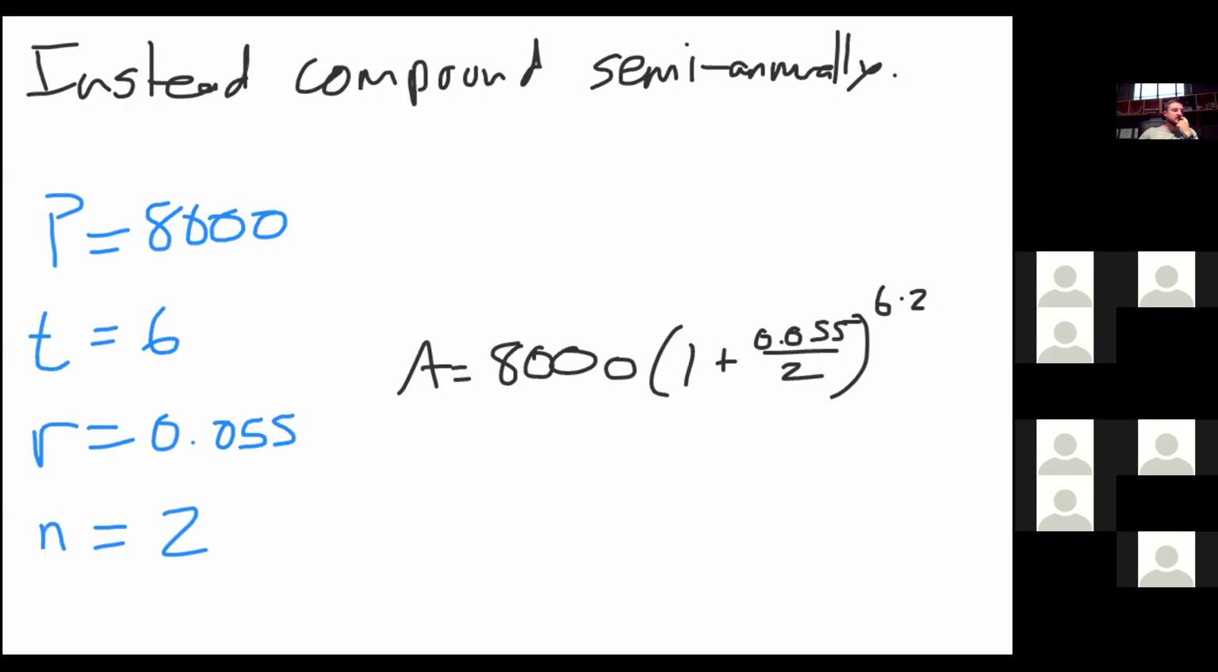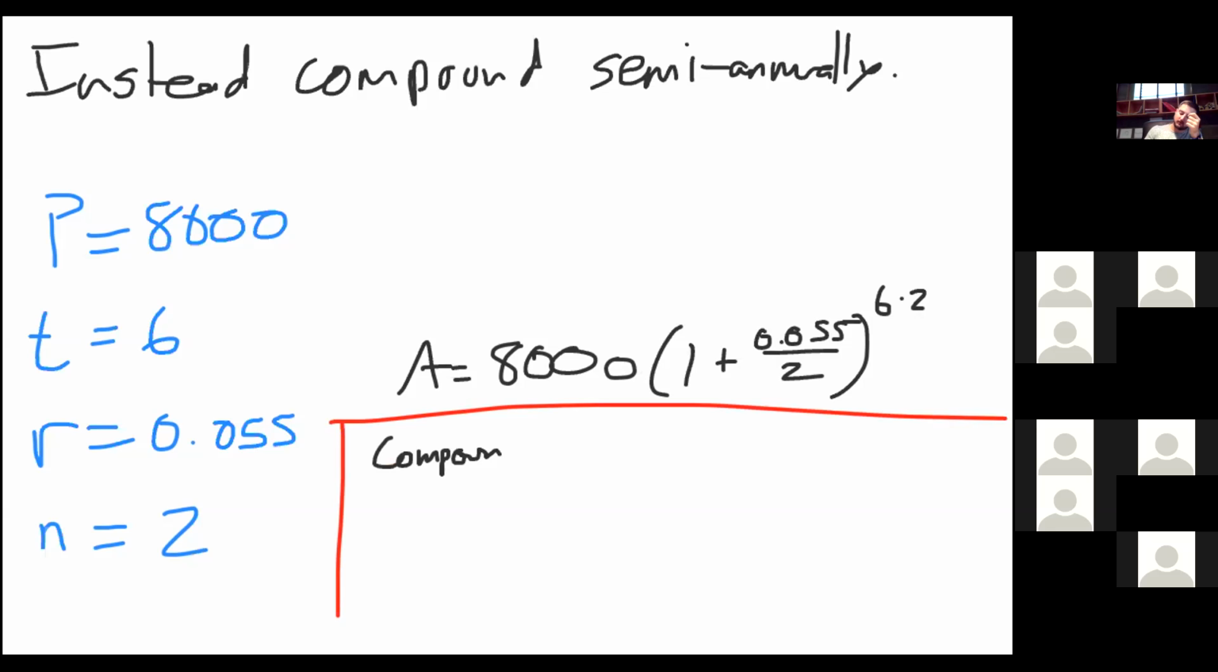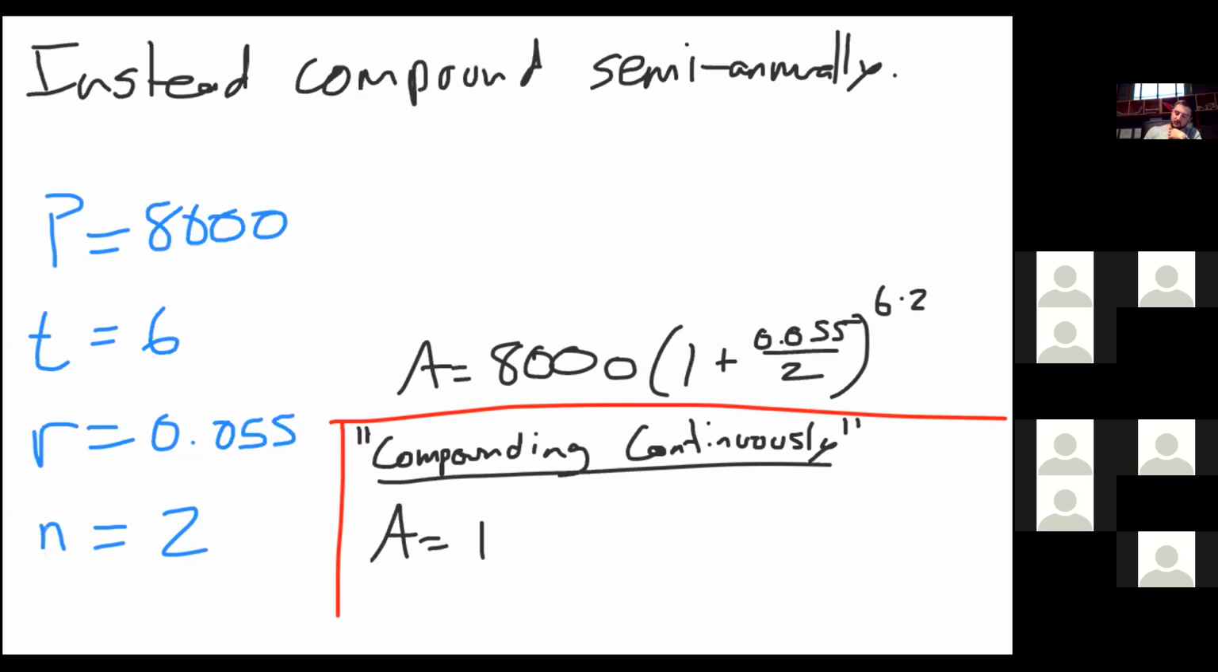Now the last thing that we have is if we compound continuously. So you're always gaining interest no matter what. And the only thing that changes is whenever you see compounding continuously, we use a slightly different formula, though it has a similar look. A is equal to P times e to the rt, where e is that special number, that e to the x function.